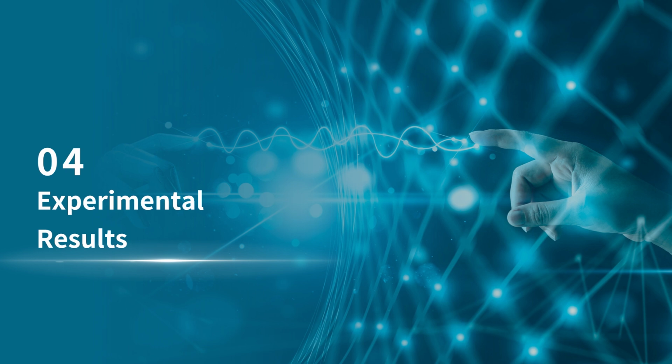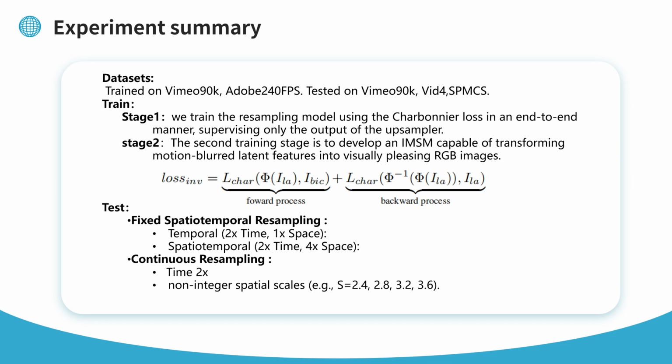Next, we will discuss the experimental results for our experiments. We trained and tested different methods on several commonly adopted datasets. Our training is a 2-stage process. In stage 1, we train the resampling model end-to-end using Charbonnier loss, supervising only the final upsampler output, allowing the latent features to capture rich motion information.